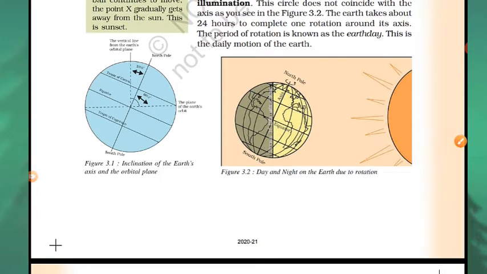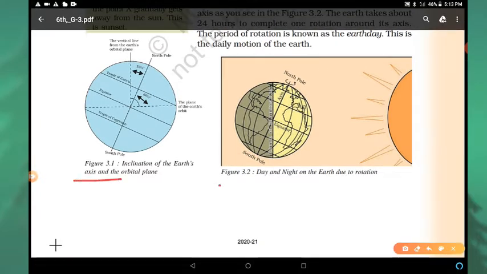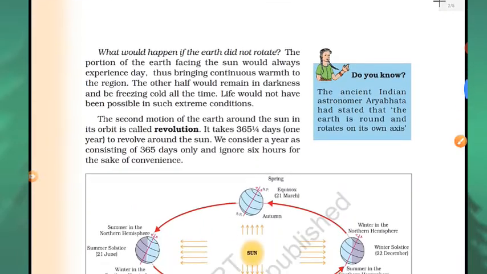See these figures, figure 3.1 and 3.2. In 3.1 we can see this is the axis and this one is the orbital plane, and in this direction the equator, tropic of Cancer, tropic of Capricorn, and this figure is indicating day and night on the earth due to rotation, and this is the circle of illumination. Clear? As I told you a short while ago.